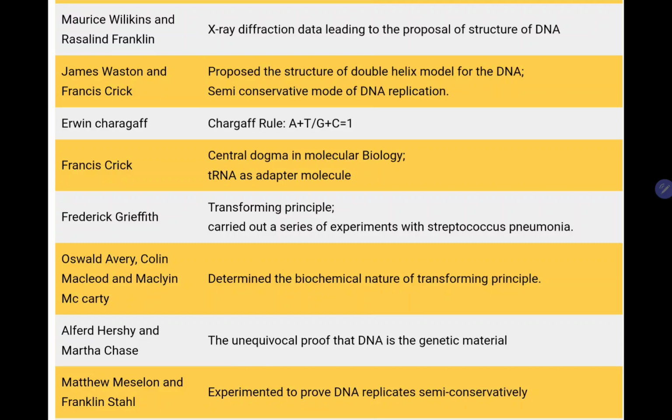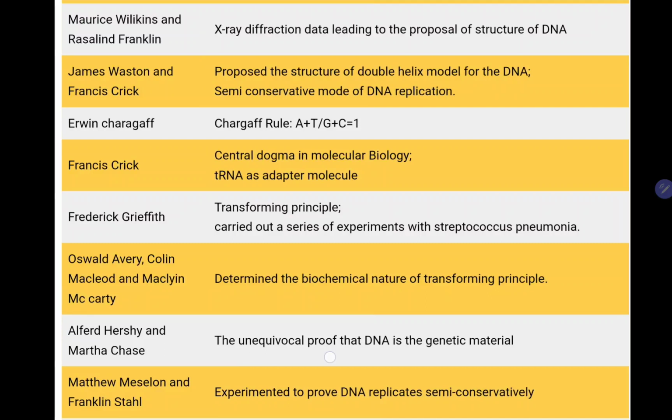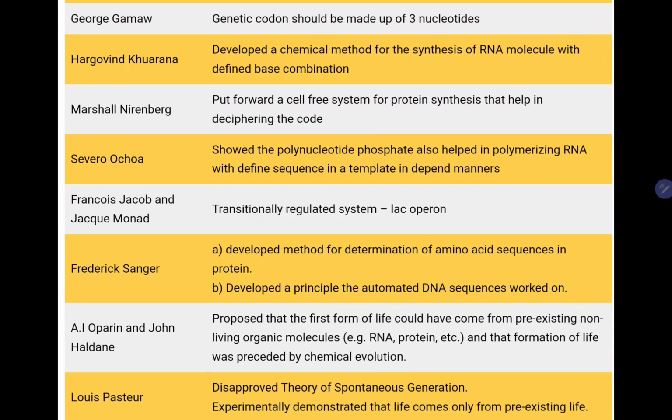And Matthew Meselson and Franklin Stahl experimentally proved that DNA replicates semi-conservatively using E. coli, with heavy isotope N15 and light isotope N14. And next, George Gamow: the genetic code should be made up of 3 nucleotides.